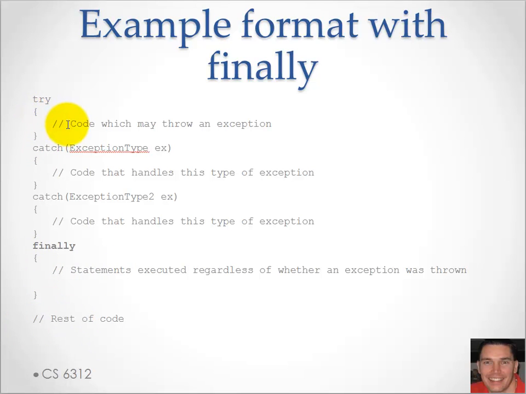If we come up here, there is an exception thrown. If it was handled by this catch block here, after it handles that, it then comes here and executes these finally statements, and then the rest of the code. Let's say that an exception is thrown up here that's not caught by either one of these catch statements. The finally statements are going to be executed, then it's going to be thrown up to the calling method.